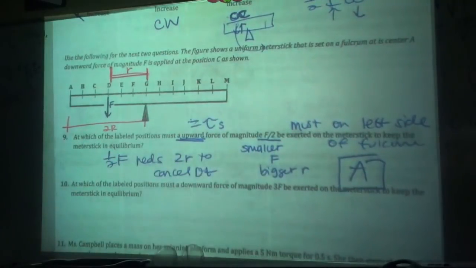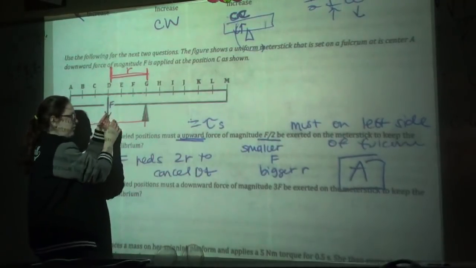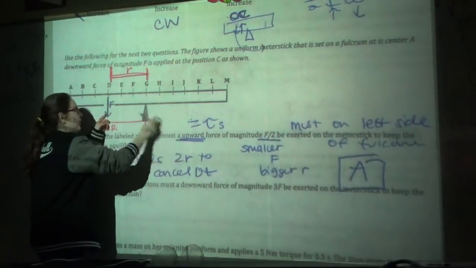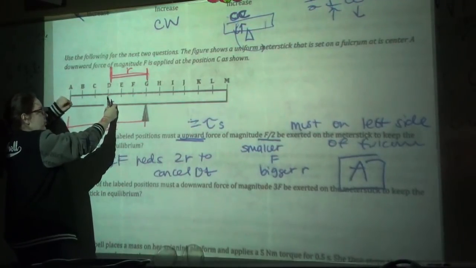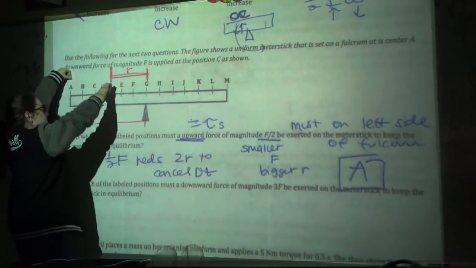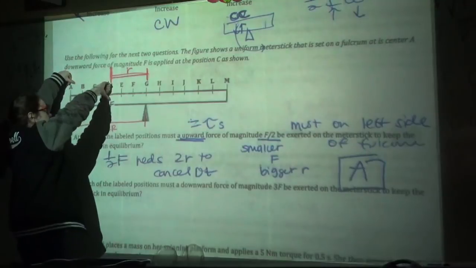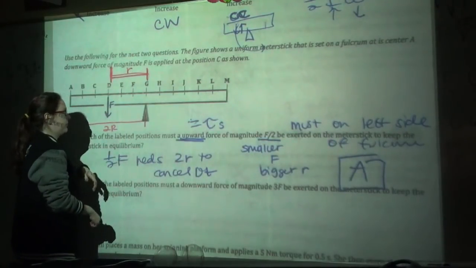Some of this you can think about intuitively. If I have a heavier person, here's the bigger force. If I need a smaller person or a smaller force, you need to go farther away to balance that out. The reason they're on the same side is this is pulling up and this one's pulling down. So this is counterclockwise and this would be clockwise, which cancels out.